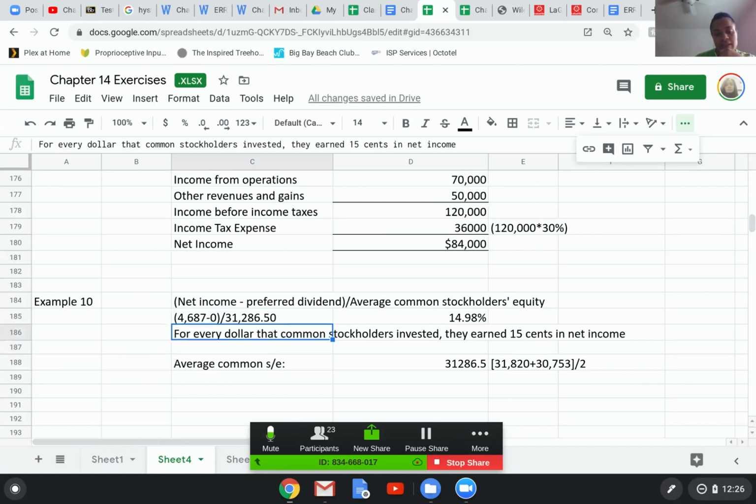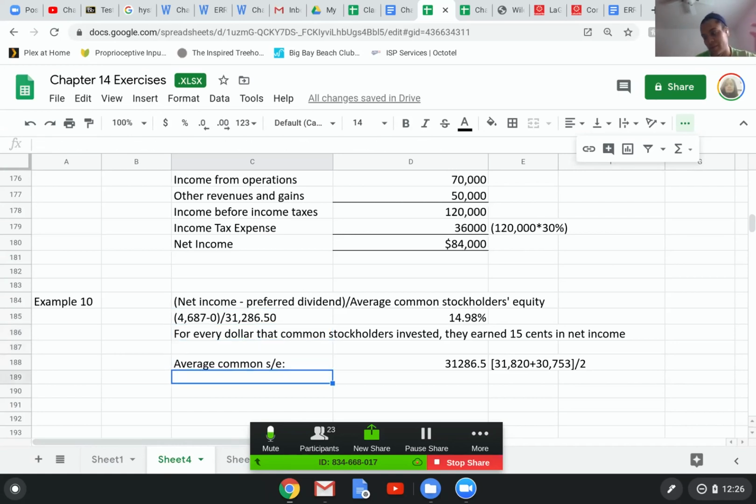Now the question is, is that good, bad, or ugly? It depends on what they could have earned elsewhere. It depends on what they expected to earn. We don't know that, but we do know that they earned 15%. These days, if you got 15% back, it's pretty good, considering that if you just left your money in the bank, interest rates are basically 0. So you're doing much better.